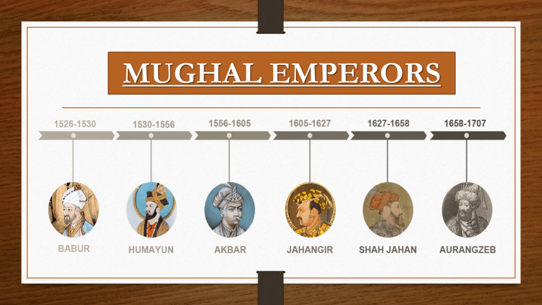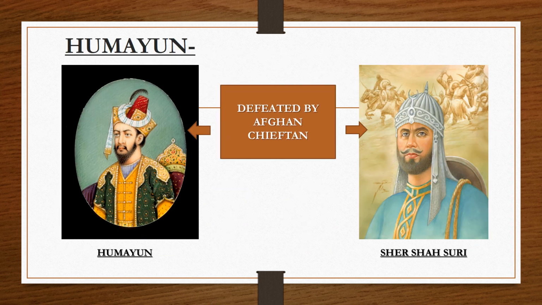Alright, so we'll start with Humayun. When Babur died, his son Humayun ascended the throne, and though he managed to overpower his enemies in the beginning, he had to face defeat at the hands of the Afghan chieftain Sher Shah Suri. Having lost his kingdom, he fled to Persia and stayed there for 15 years. When the Afghan rule in India weakened, Humayun invaded India and conquered Delhi. However, he died within a short period thereafter.